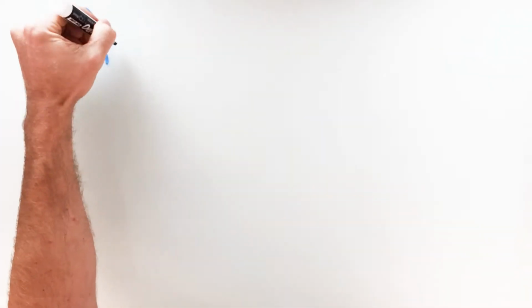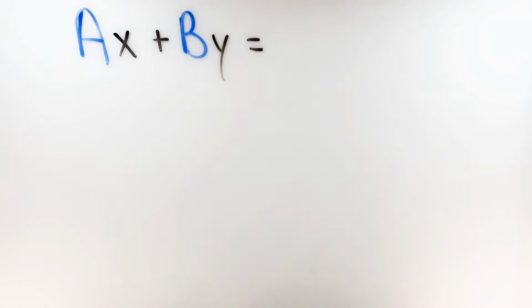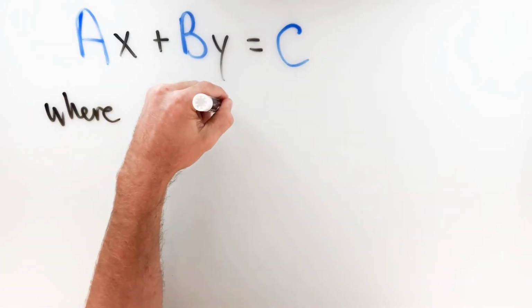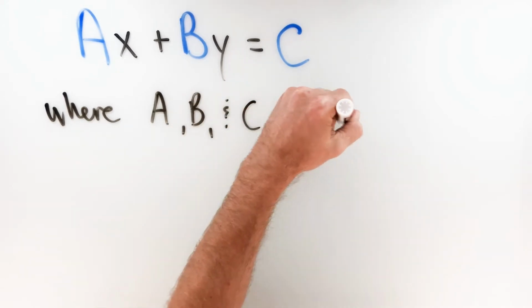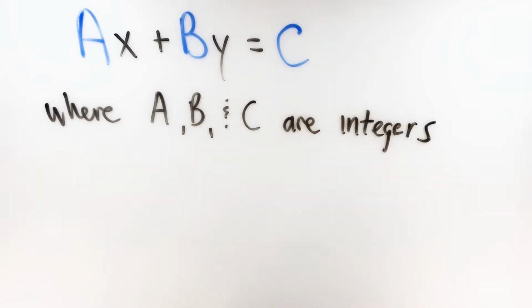Now the standard form equation of a line looks like this: Ax plus By equals C, where A, B, and C are integers. And integers are just positive, negative, whole numbers.